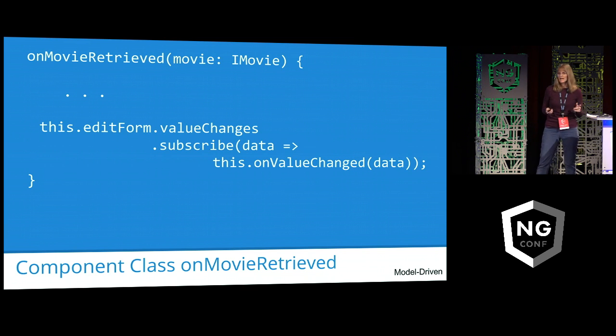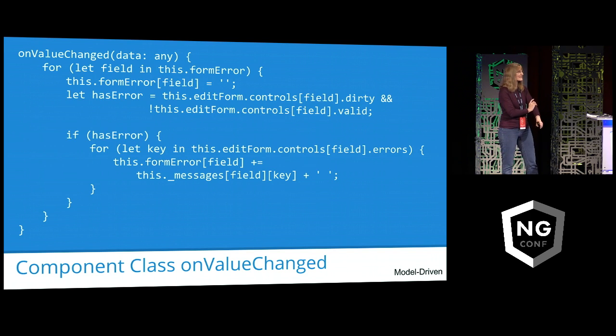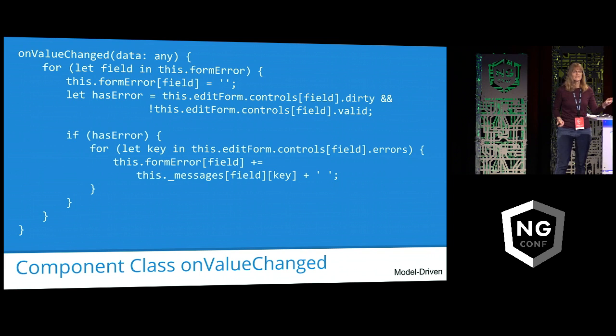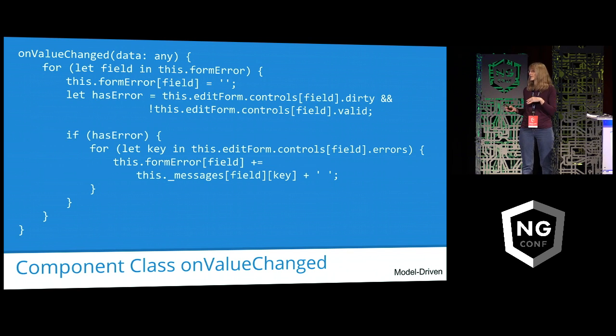So what does the OnValueChanged method look like? Well, mine looks like this, but again, this is just my code. You could do it however you want. All I'm doing here is looping through that form error collection that I defined. That just has a list of all of my controls and their associated validation error. I then clear it because it is possible that that last letter that they typed made it valid.